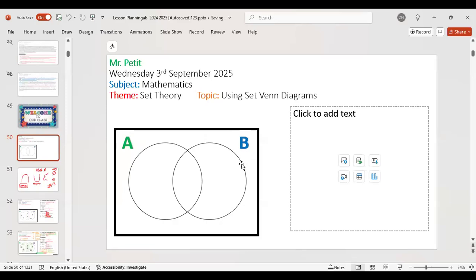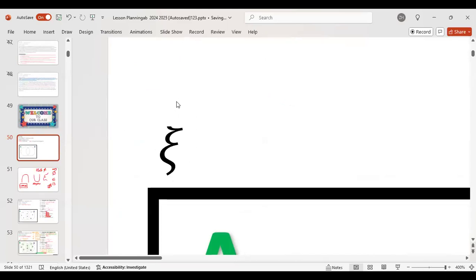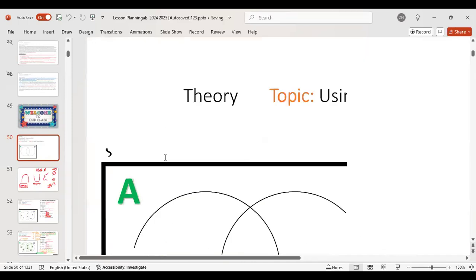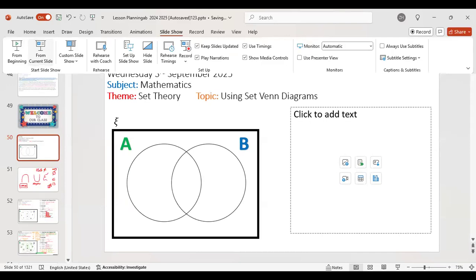And I also want us to consider this symbol. Someone mentioned it before. We always do this when we are doing sets. We call this epsilon, the Greek letter epsilon, and that is used to indicate the universal set. Universal set, that's what the symbol is there for. So now that we have our drawing, we need to put some numbers inside of it.